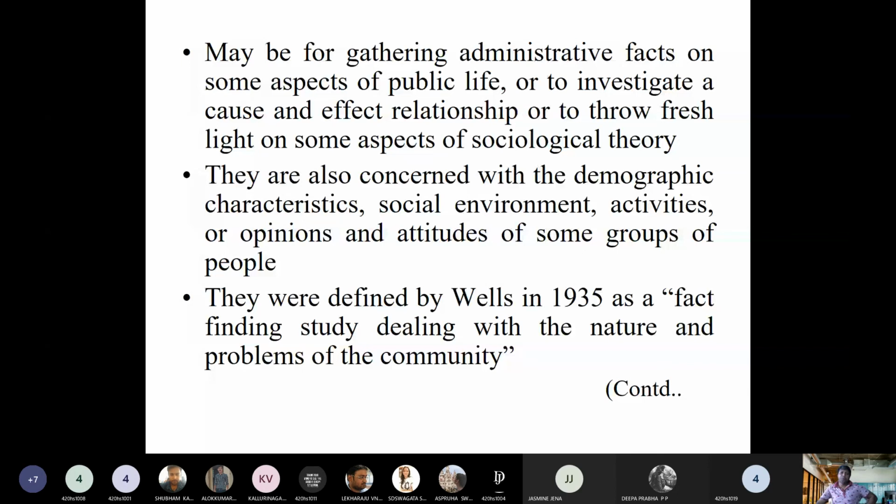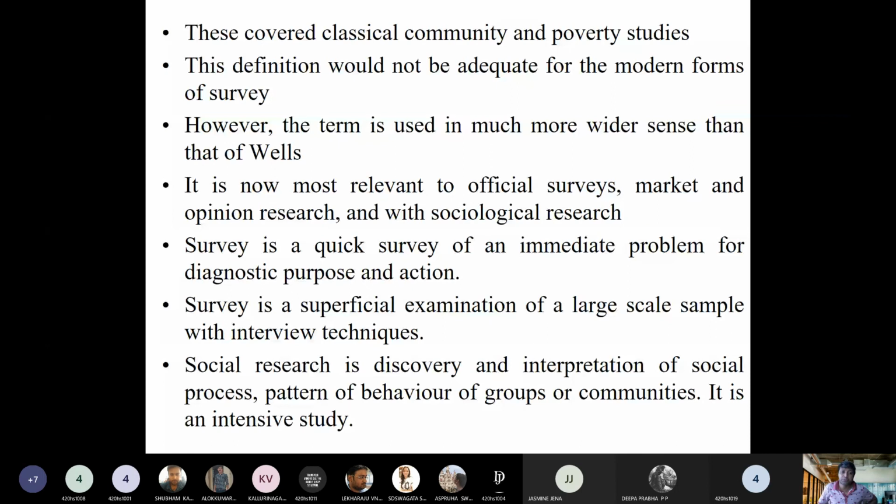To cover the classical community poverty studies and classical issues in the community, this definition would not be adequate for the modern forms of survey. Because the survey is no more confined to the fact-finding of poverty and these things. The modern survey is something different. The term is used in a much wider sense than what Wells described. We are not denying Wells's definition of survey, but rather we have gone beyond that. It is now most relevant to social surveys, official surveys, market surveys, and opinion research with sociological research.